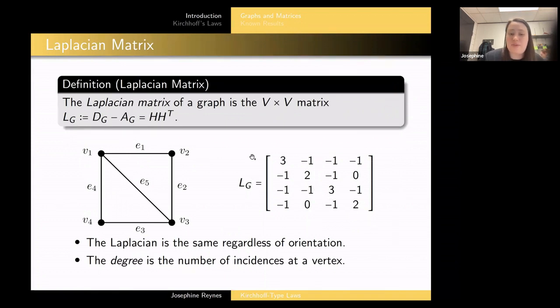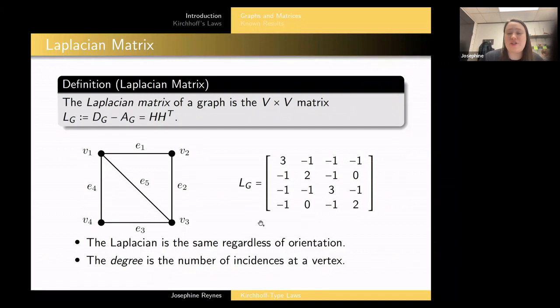So here's a little Laplacian we obtained for this specific graph that we've been using as an example, where we have the degrees 3, 2, 3, and 2 again. You can see that down the diagonal. And this is also obtained by taking that incidence matrix from a couple slides ago and multiplying it by its transpose. One thing that's really nice is you might wonder, well, our incidence matrix had an orientation on it.